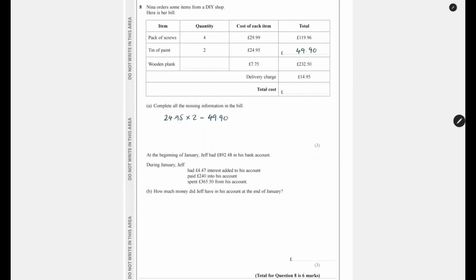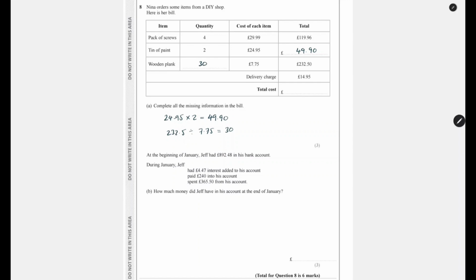£49.90. We know that the total for a wooden plank is £232.50, and the cost of each one is £7.75. So to work out the quantity, we're just going to divide. So that's 232.5 divided by 7.75, which is the price of 1, and that gives us 30. So Nina buys or orders 30 wooden planks.